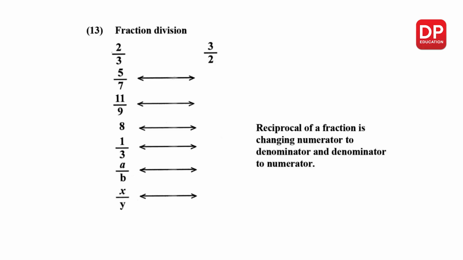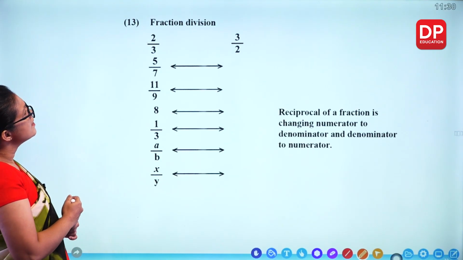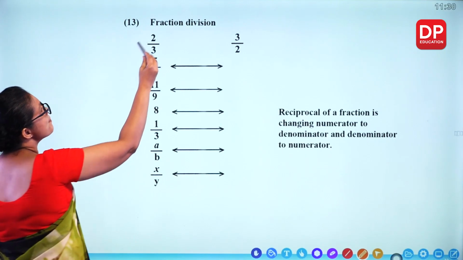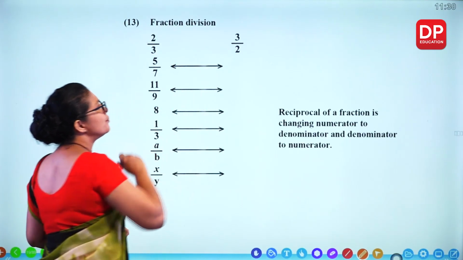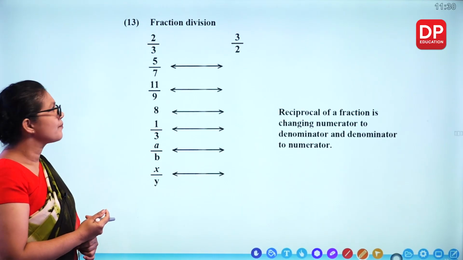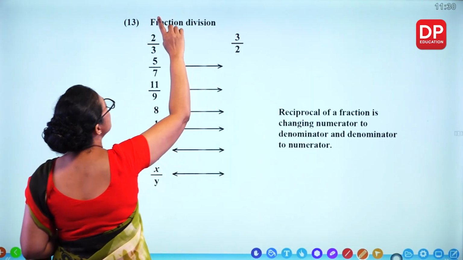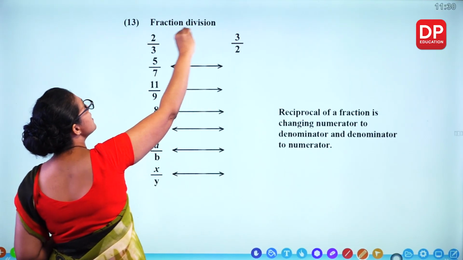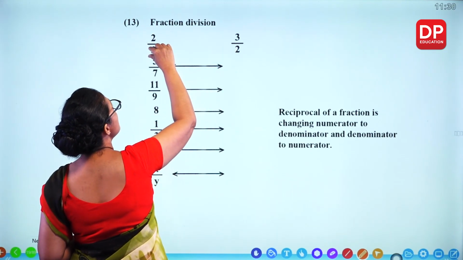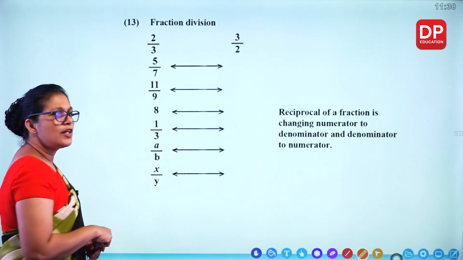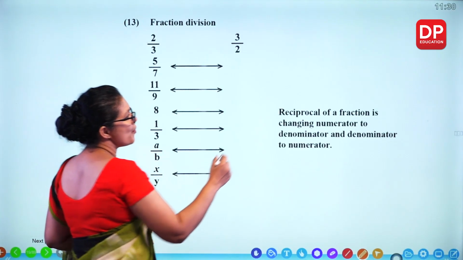Now we'll look at fraction division. Before that, look at these ones. 2 over 3. This is 3 over 2. What happens there? Numerator goes to the denominator and denominator goes to the numerator. What do you call that? That's called reciprocal.